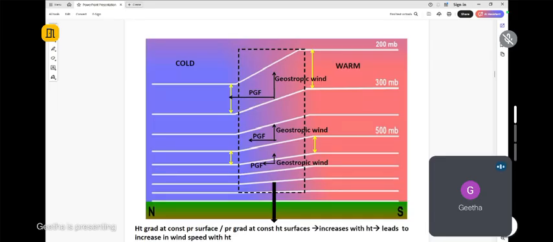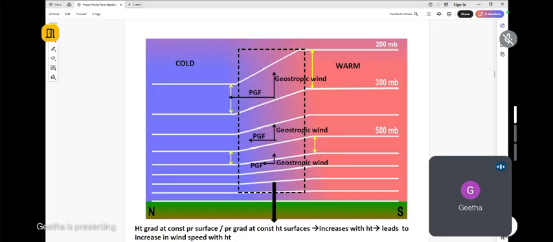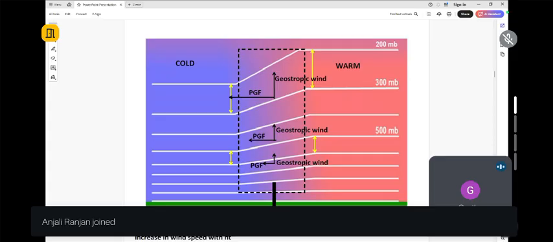Because the height gradient increases with height, the associated wind also increases, like if the pressure gradient force increases with height, the wind speed will increase. Likewise, the height gradient force also increases with height. That leads to stronger winds in the upper levels. As you go up and up, because of a stronger horizontal temperature gradient, you are having stronger wind speed. The horizontal temperature gradient at the interface of tropical air mass and the subtropical air mass increases with height.